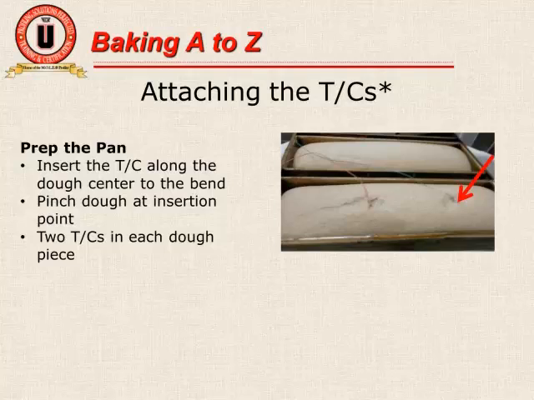Again, 2 in each dough piece is good. If you have more dough pieces in the pan, you can spread them out, 1 each. But 2 in each dough piece gives you a better chance of knowing the total bake time in that loaf, because the one that takes the longest is really the total bake time.